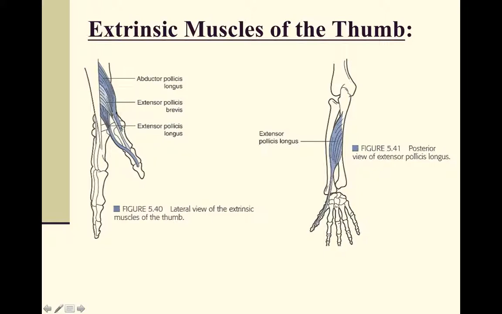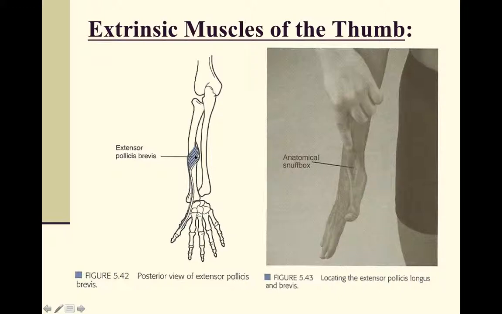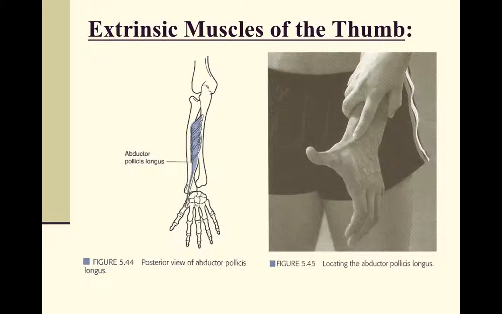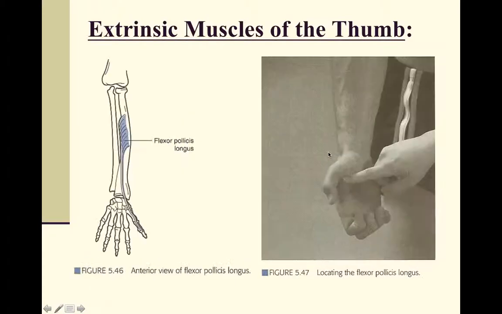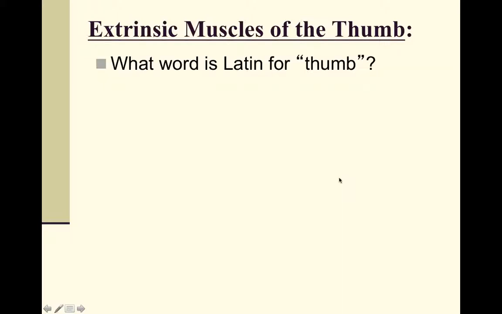Here's a picture. You got your extensor there, abductor, and here's extensor pollicis longus going all the way to that distal phalange. And extensor pollicis brevis coming here. Now this, we'll talk about in a second, is really called your anatomical snuff box. Yes, it is. I bet you didn't know you had something on your body called a snuff box, but we'll get into that in a second. You got abductor pollicis longus, which is this nice tendon you can see right there. And your flexor pollicis longus right in here. Okay, Latin word for thumb, pollex.